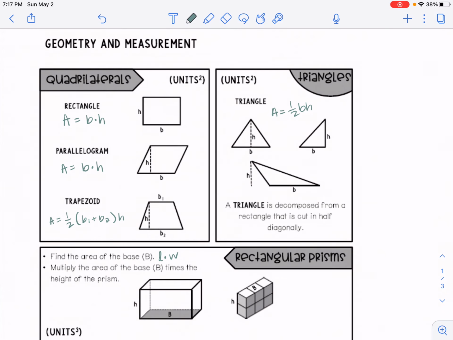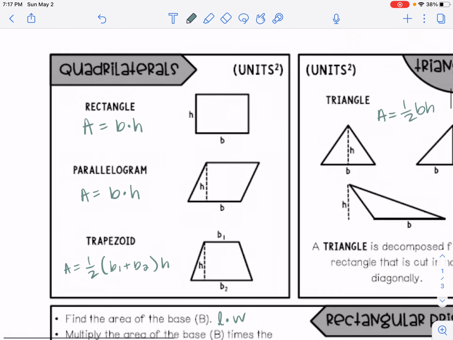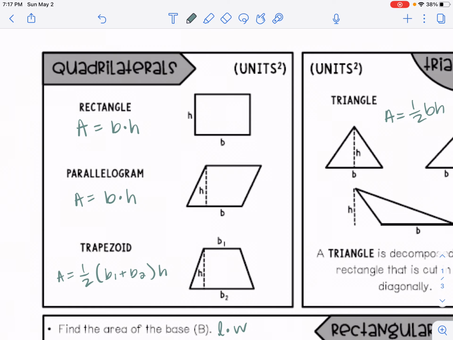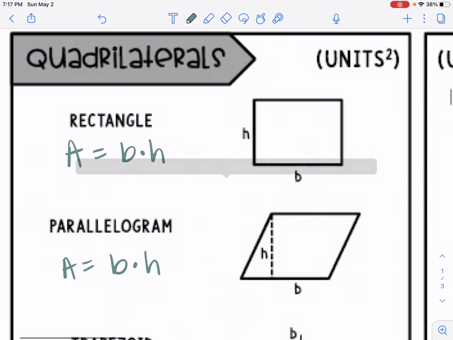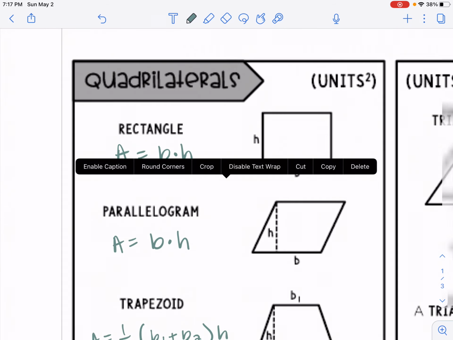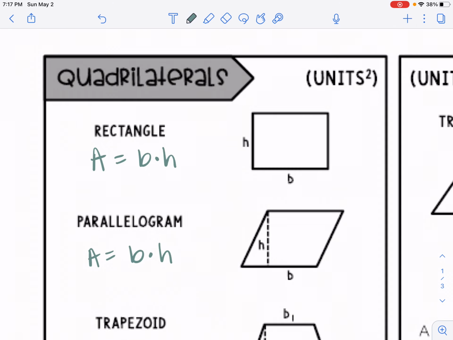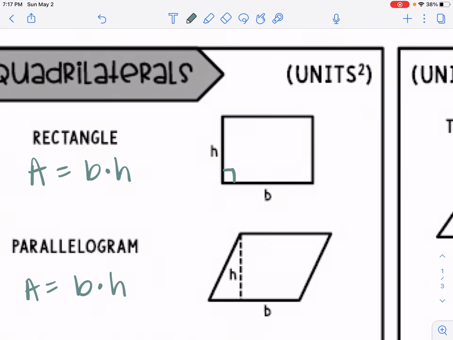Review some of the geometry concepts. So to find the area of some of the figures that we've talked about, you're going to mostly use base and height. So please remember that the base and the height are always going to be perpendicular to each other. That means that they end in kind of a perfect T intersection or have a right angle.